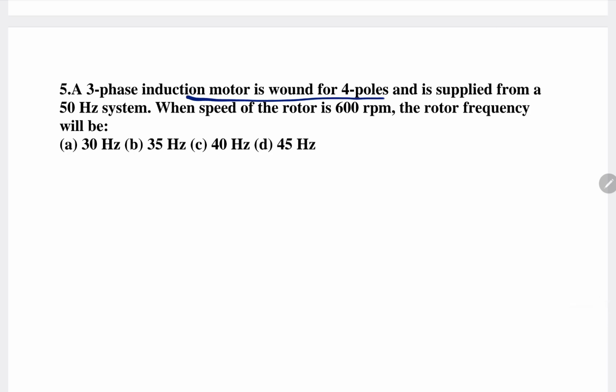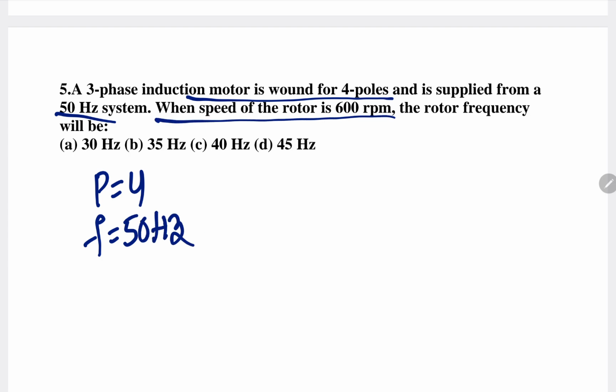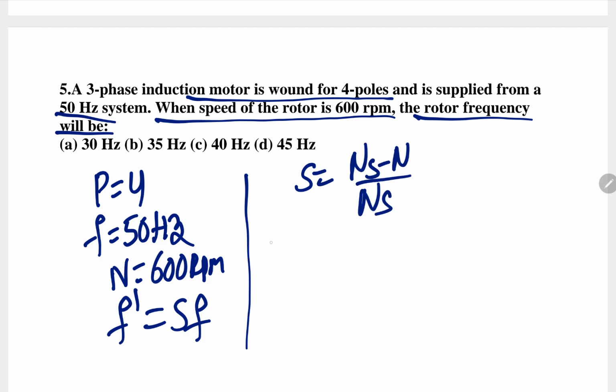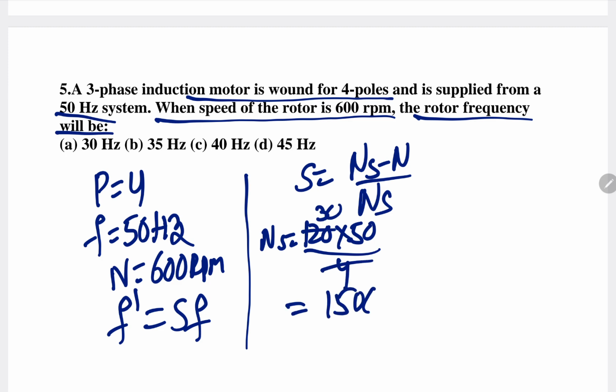Next, a three-phase induction motor is wound for 4 poles, so P is equal to 4, and supplied from a 50 Hz system, f is equal to 50 Hz, and when the speed of the rotor is 600 rpm, N is equal to 600 rpm, the rotor frequency will be f dash equal to s into f. Slip s is equal to Ns minus N by Ns. So Ns we have to calculate. Ns is equal to 120 f by P, that is 1500.